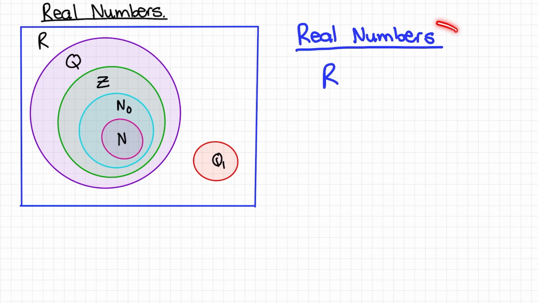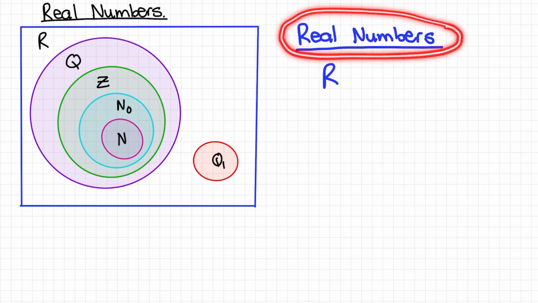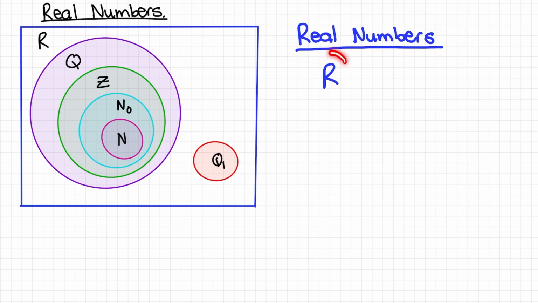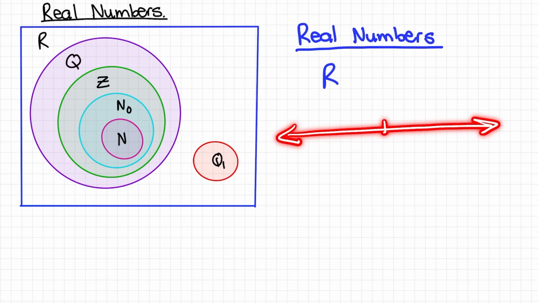So all of these numbers together are real numbers. And the symbol that we use for real numbers is simply a capital R, and it includes natural numbers, whole numbers, integers, rational numbers, and irrational numbers. And all of these values exist somewhere on a number line.